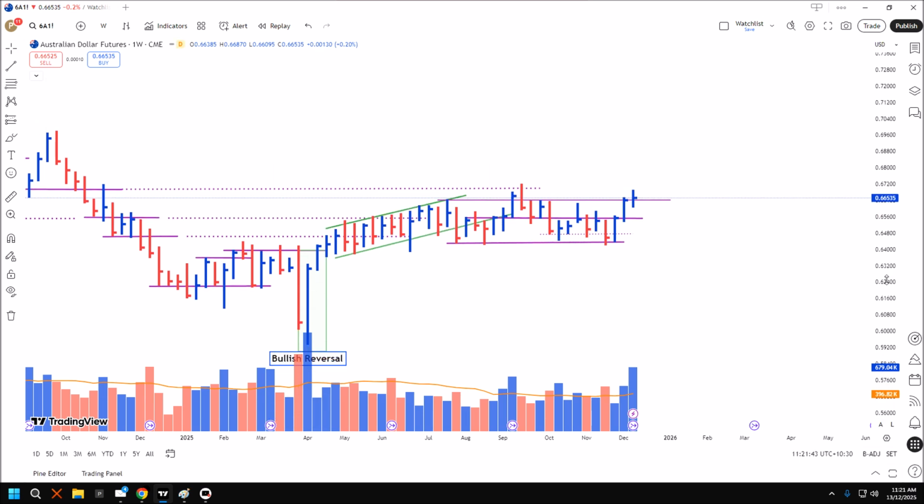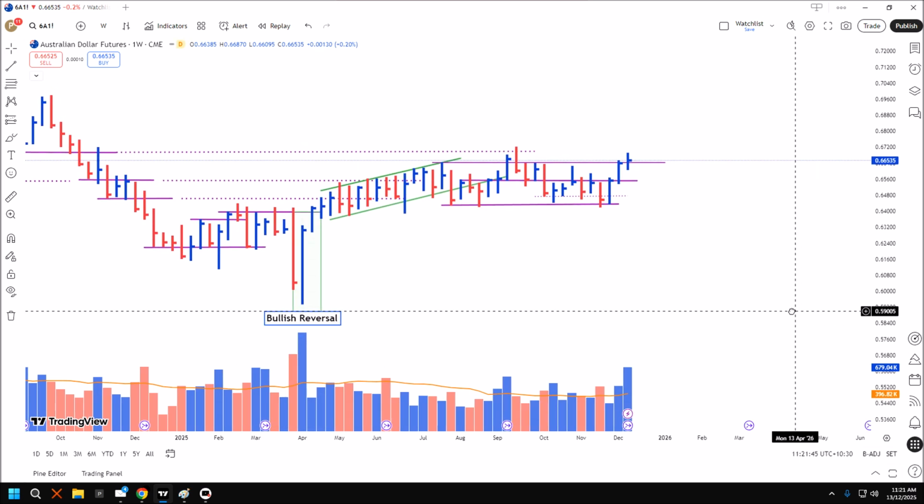Aussie dollar currency futures, they pushed higher this week in response to the weakness in the US dollar, and I said last week it was going to be difficult for the market to push above this level. It's going to be possible. It's just a little more difficult, and that's what the market found.